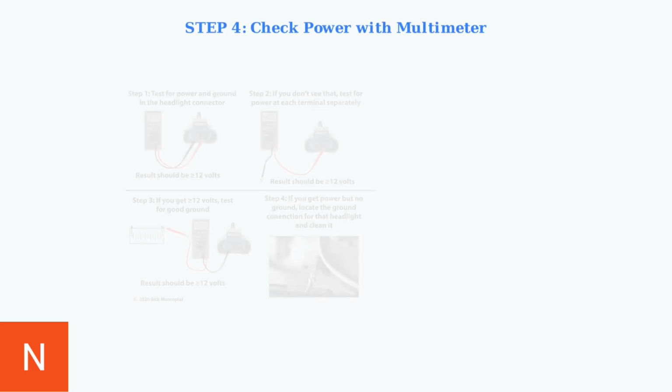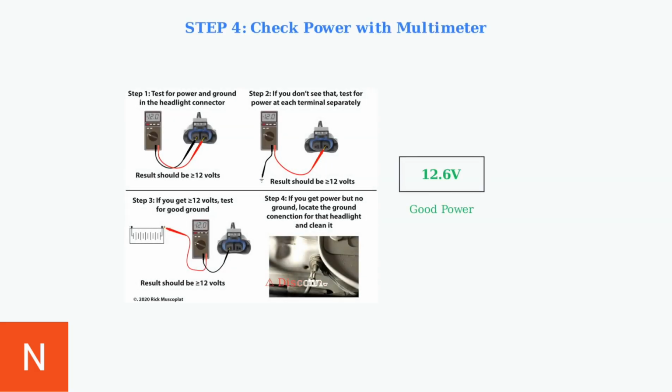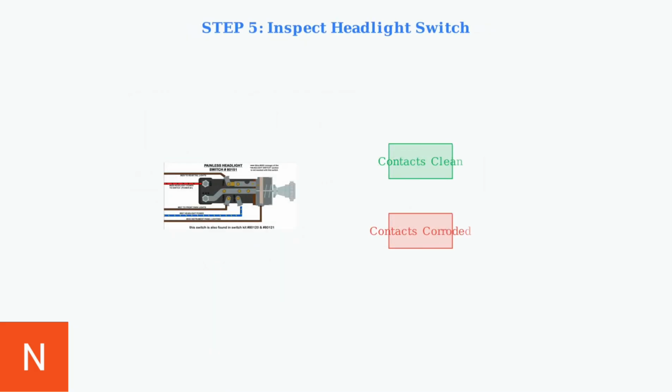Use a multimeter to check for power at the bulb connectors. You should see at least 12 volts when the headlights are turned on. If power is not reaching the bulbs, inspect the headlight switch. Internal contacts can fail, especially in high-mileage vehicles.